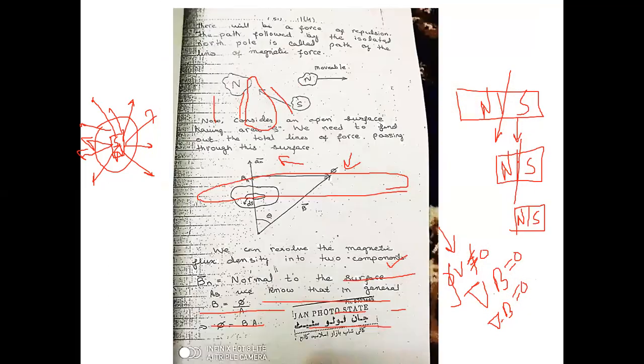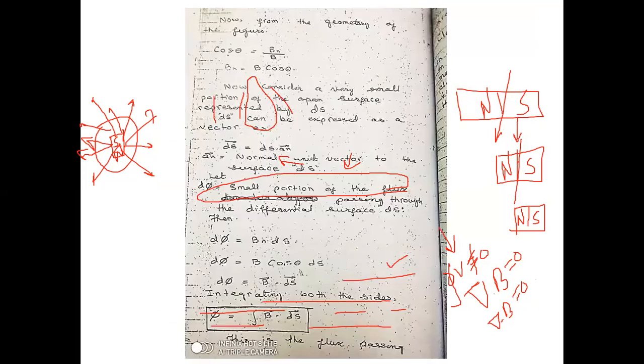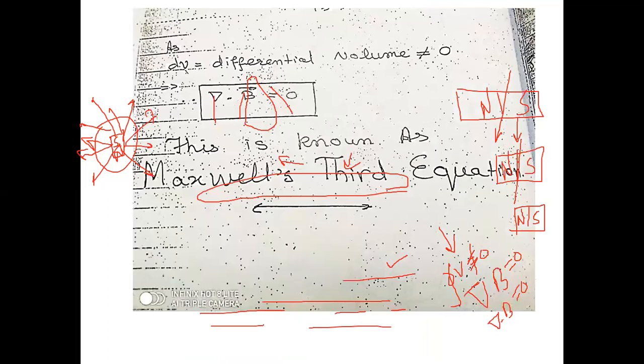So first we have considered the open surface for the magnet, and then we have considered the closed surface for the magnet.